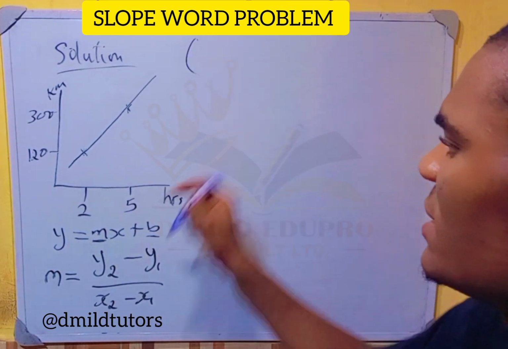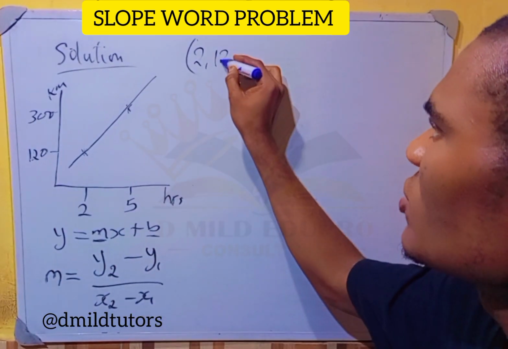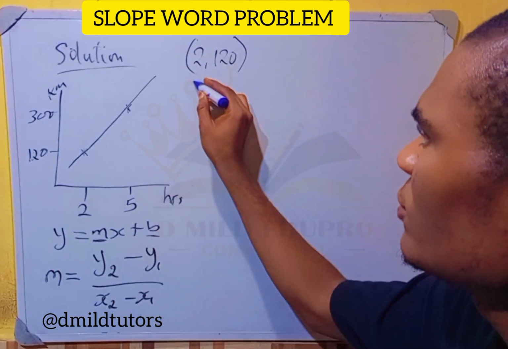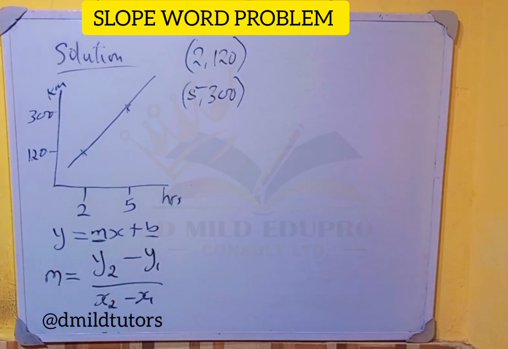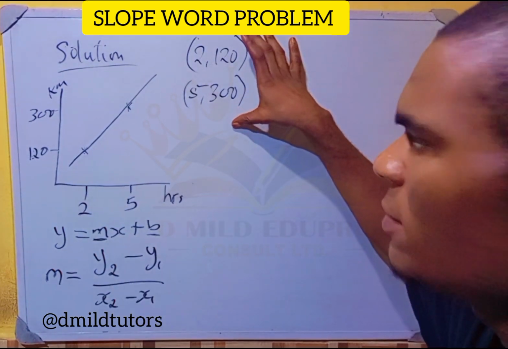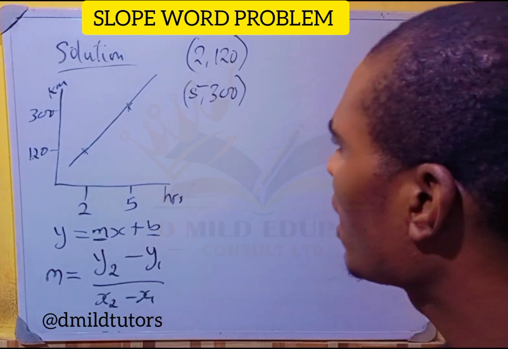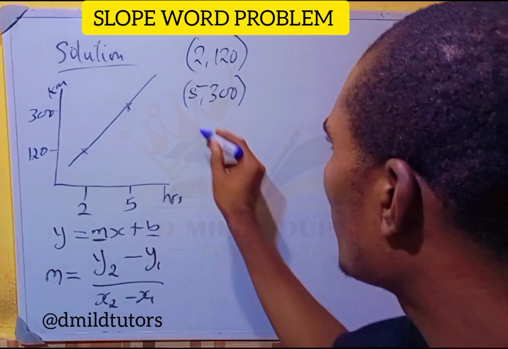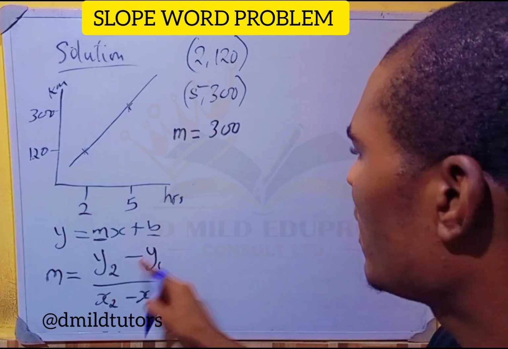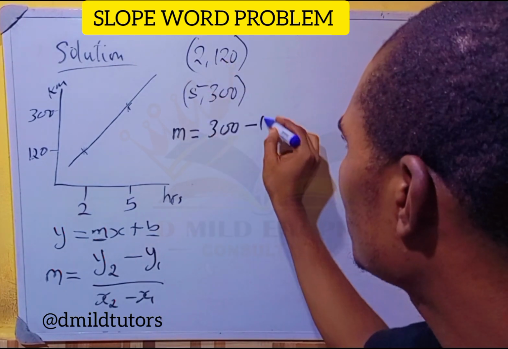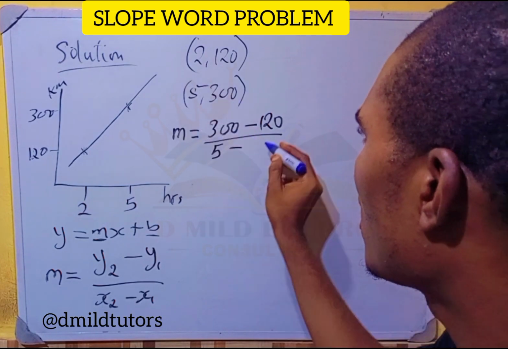So this is our x1, which is 2, and this is our y1, which is 120. Then this is our x2, which is 5, and this is our y2, which is 300. With these coordinate points, we can now substitute them into the slope formula. So m will be equal to y2, which is 300, take away y1, which is 120, all over x2, which is 5, take away 2.